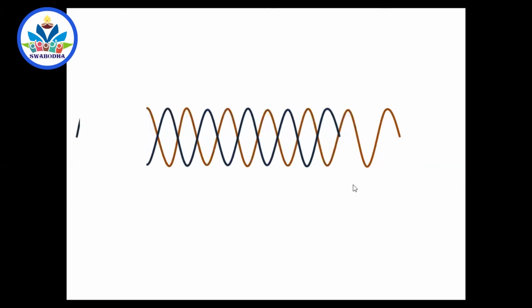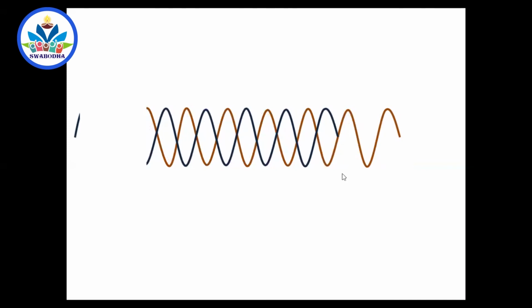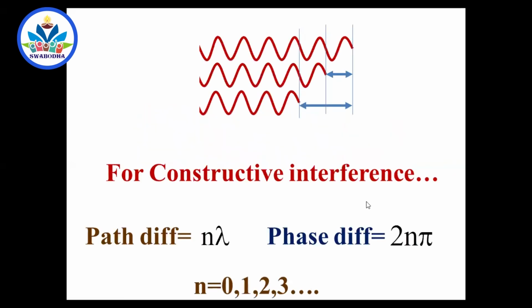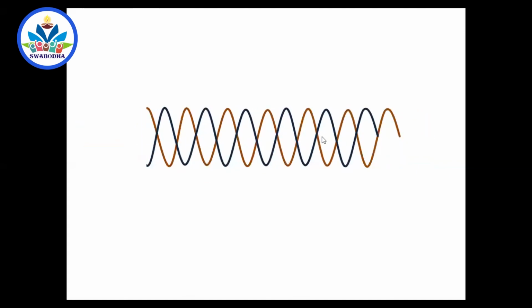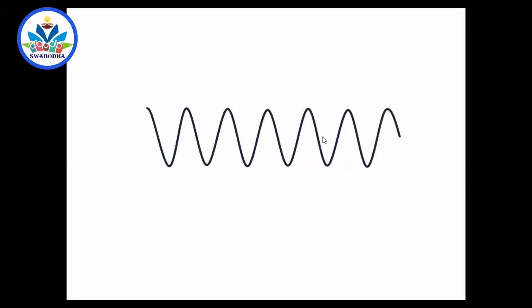What is the path difference? 1.5 lambda. What is the result? Crest falls on trough. Resultant 0. What is the path difference? 2 lambda. What is the result? Constructive interference. So if the path difference is 1 lambda, 2 lambda, 3 lambda, 4 lambda, 0 lambda, where is 0 lambda? This one, when they are together, 0 lambda, then constructive interference.